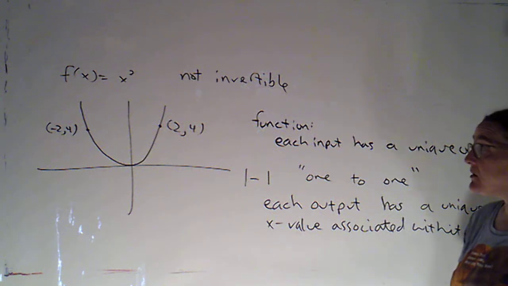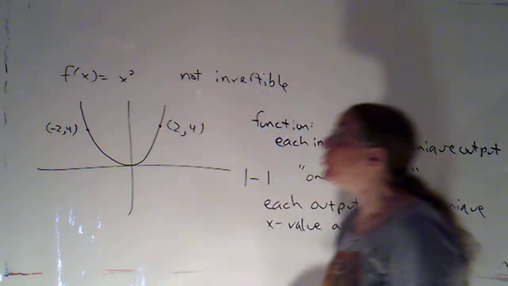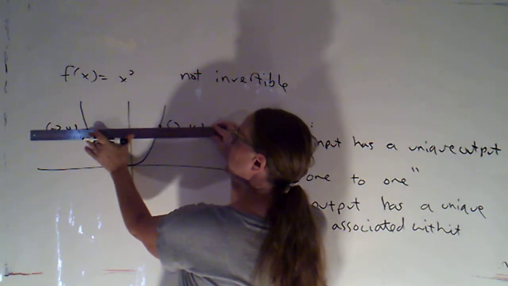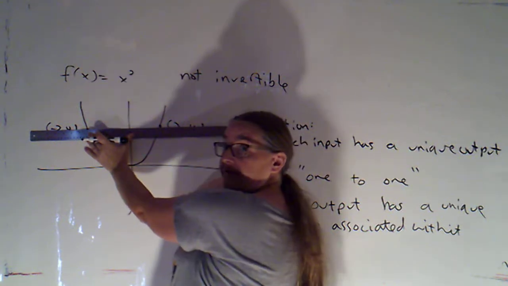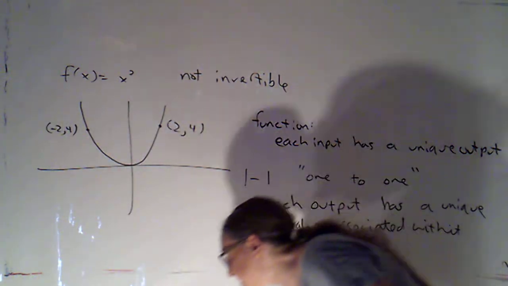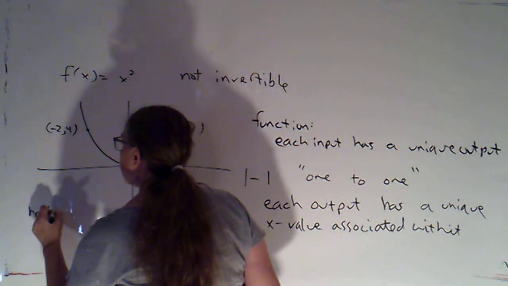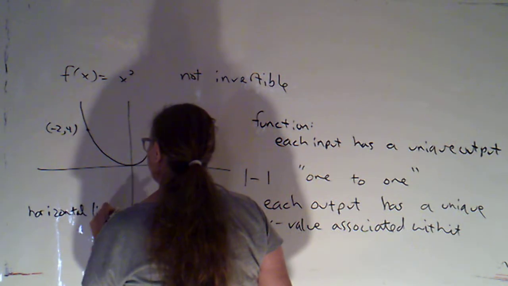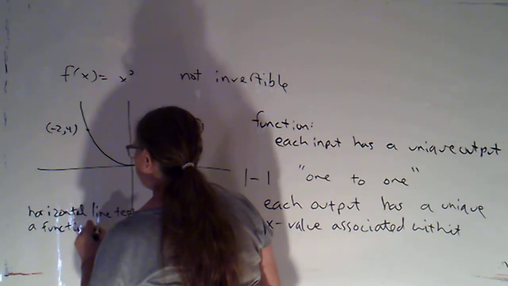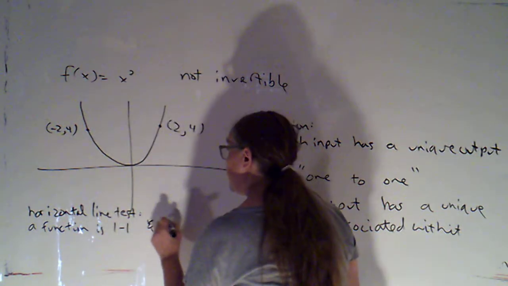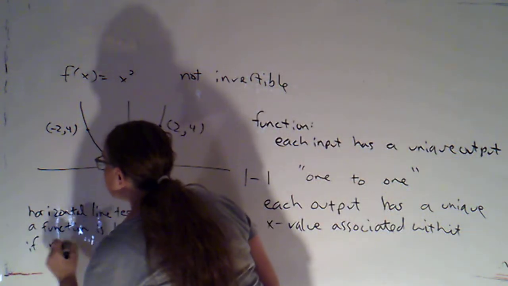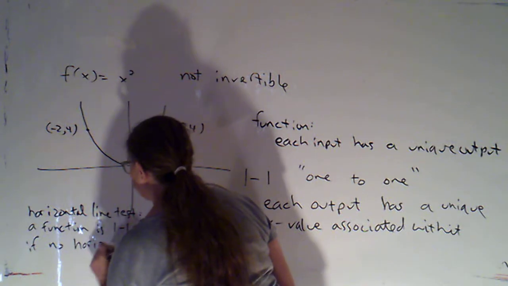Okay, and we can test that graphically with the horizontal line test. Just like a vertical line picks out every point with a certain x value, a horizontal line picks out every point with a fixed y value. So here, this horizontal line at height 4 is intersecting the graph more than once. Okay. So the horizontal line test says that a function is 1 to 1 and thus invertible if no horizontal line intersects the graph more than once.